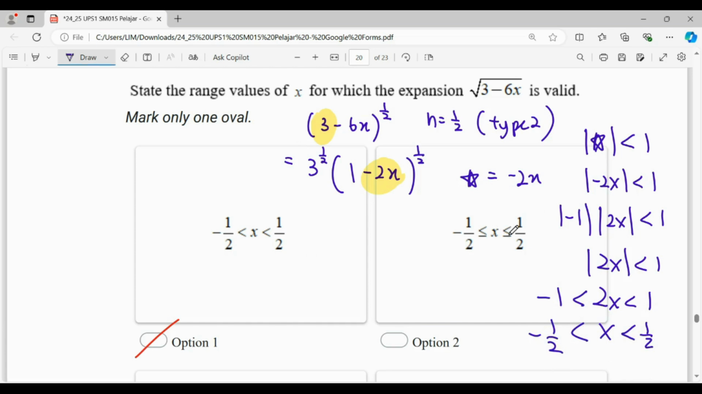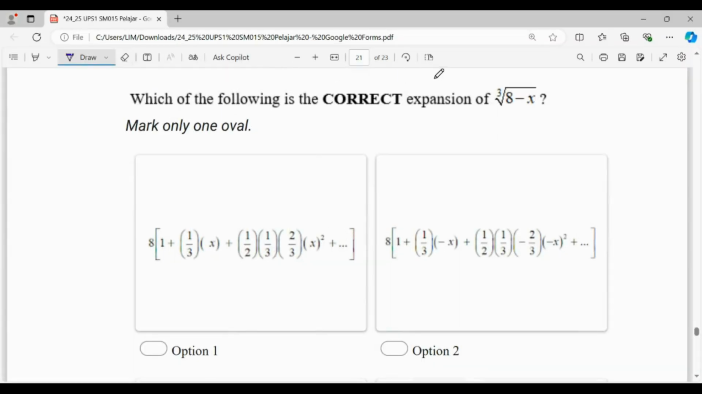This is equal, so this is wrong. Here we have this. Which of the following is correct about this expansion? First of all, we write the power first. 8 minus x, power of cube root. Cube root means power of 1 over 3. So when we have n equals 1 over 3, which is not a positive integer, this is type 2. When we are dealing with type 2 expansion, our first term must come with number 1. So therefore, 8 has to be factorized out.